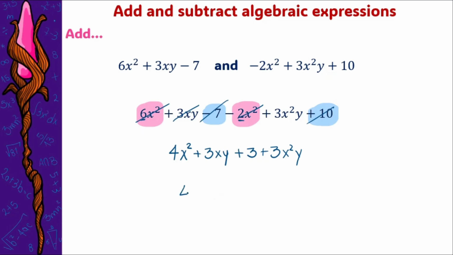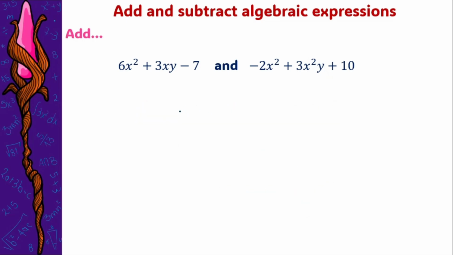So you could put the x squared alone, then the x squared with the y, then the 3 just with xy plus 3. And that would be the final result. There are some people that prefer to do it vertically. They would put 6x squared plus 3xy minus 7. And then they would put down the next number, but keeping like terms in the same vertical.